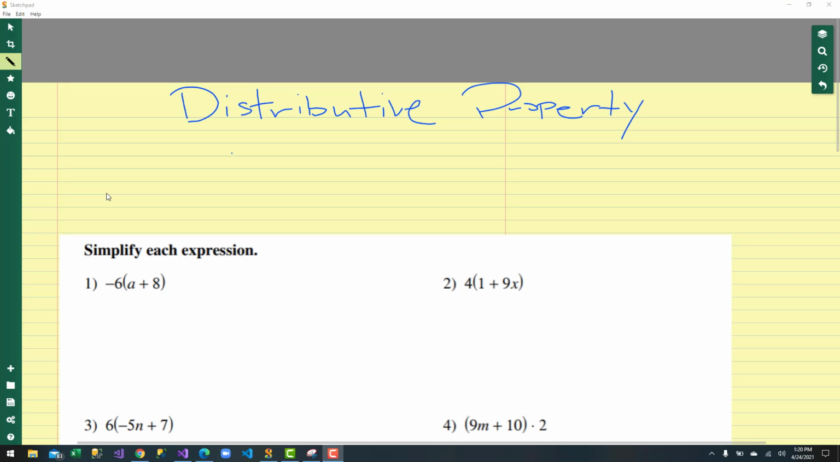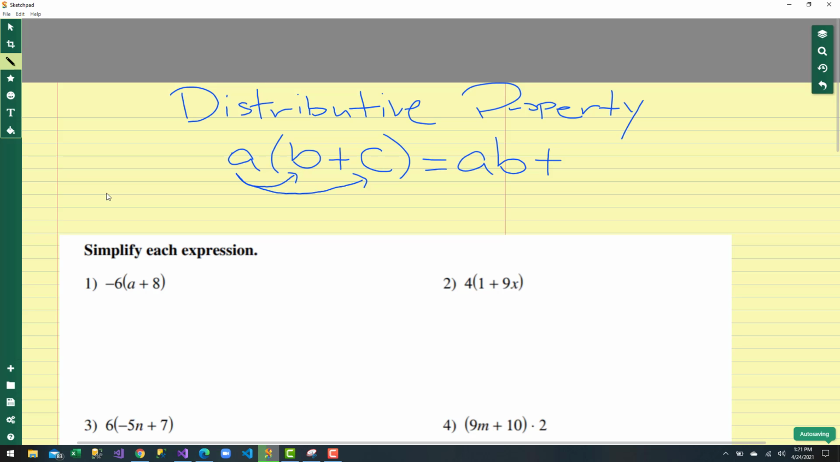All right, so let's get started. What's the distributive property? Let's say I have A and a set of parentheses here, B plus C. The distributive property says whatever's on the outside of the parentheses, you have to multiply with each term inside the parentheses. So I get A times B, right? So that's AB.